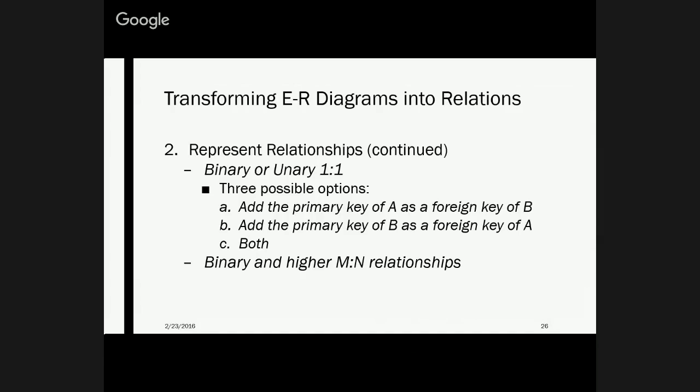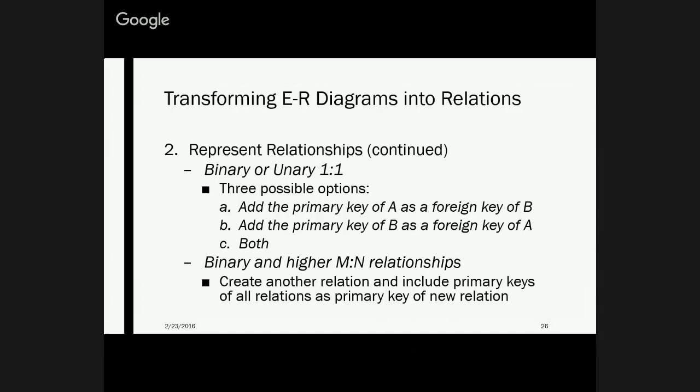So M to N, many to many: create another relation and include primary keys of all relations as primary key in the new relation. So you make what I call the mapping table, but it's really the associative entity. That's what this book called it too, and that's a common term. I just don't like it. But you make that associative entity, and you put the keys from both sides.